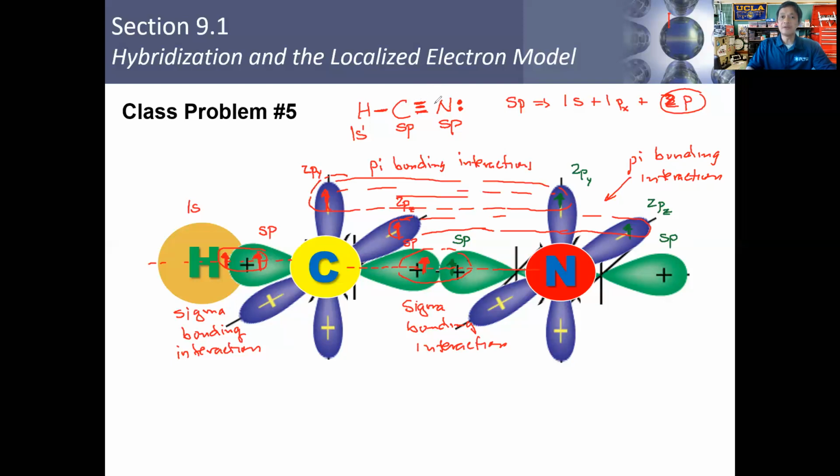And in this triple bond, one of the three will be a sigma bonding interaction, and the remaining two will be pi bonding interactions here. Okay, all right. So that's how we can account for this interaction here. So with that said, the question that I asked you was, what sits in this sp hybridized orbital here for nitrogen?